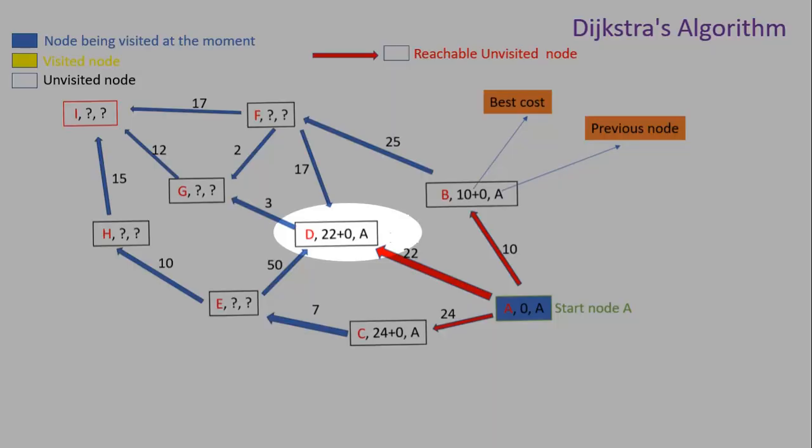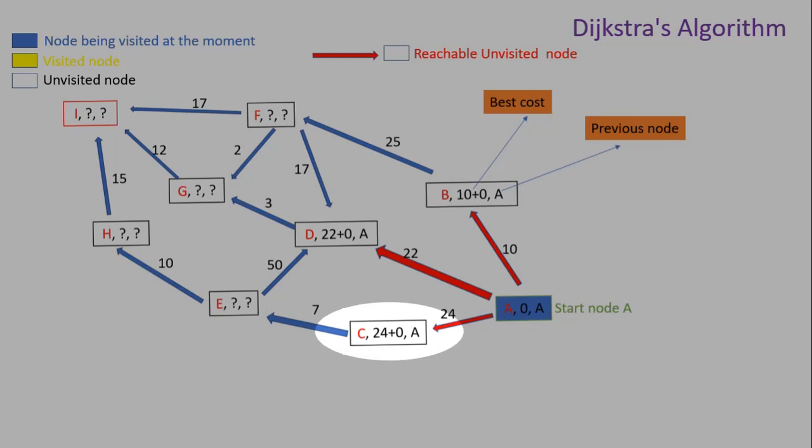The same for D. Compute the best cost of A, which is 0, plus the edge length that connects them, which is 22, equals 22. We compare it with the current value, which is unknown, so we replace it. And because of that we should replace the previous node, which is here unknown, with the node we come from to reach this node D, which is A.